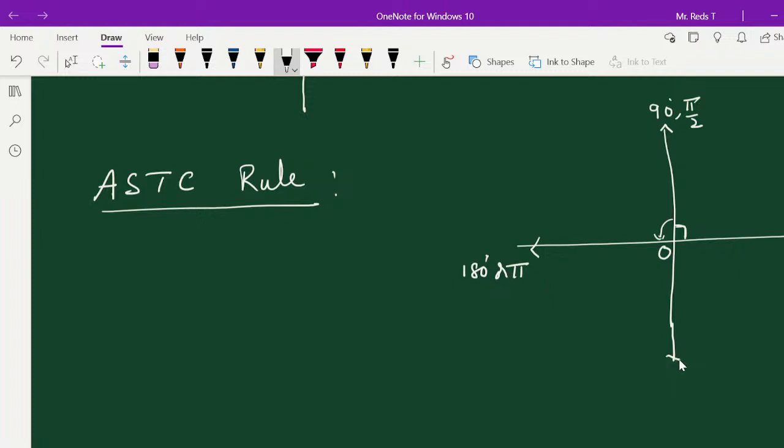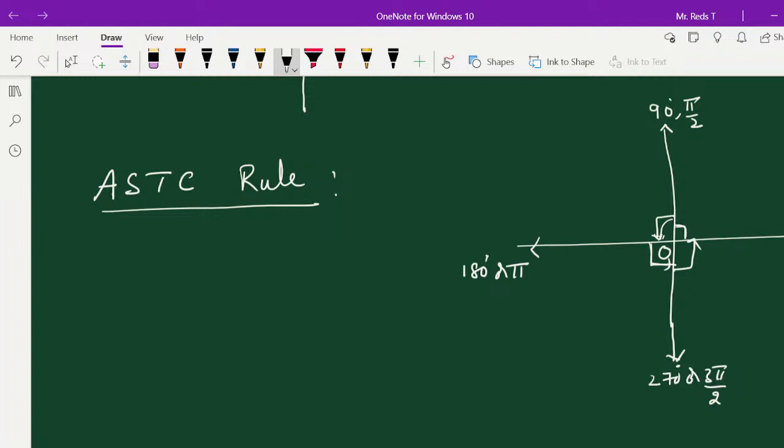Then similarly, if you travel 90 more degrees, you get 180 plus 90, which is 270 degrees, or pi plus pi by 2, which is 3 pi by 2 radians. Then if you travel 90 more degrees, we end up with 270 plus 90, which gives you 360 degrees, or 2 pi radians. 3 pi by 2 plus pi by 2 will give you 2 pi radians.